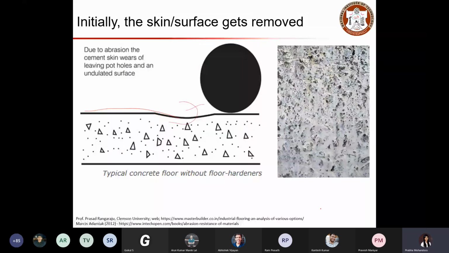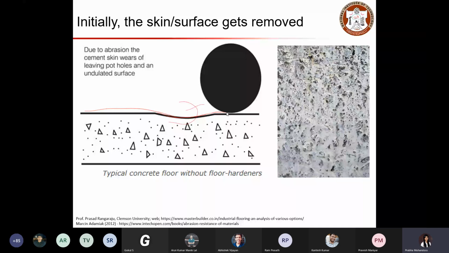So here is another example where you have a typical concrete floor without any floor hardener. In such cases, when any heavy vehicle passes on it, the surface will get damaged. So here you can see that due to the abrasion, the cement skin wears off, leaving potholes and an undulated surface. Then your surface will not be smooth anymore, and it will have a lot of undulations, and that will not give you a smooth ride while your vehicle is passing on it.